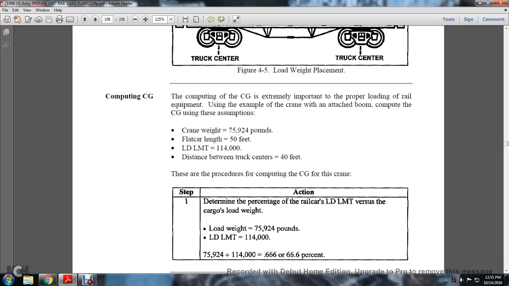That's from center of gravity. Computing center of gravity is extremely important for the proper loading of railway equipment, for example a crane attached with the boom. Compute the center of gravity using the assumption that the crane weighs 75,924 pounds.